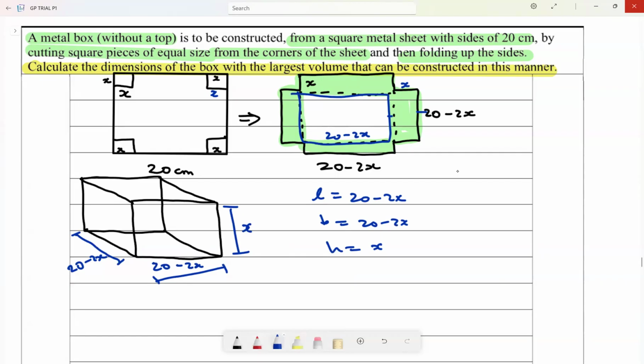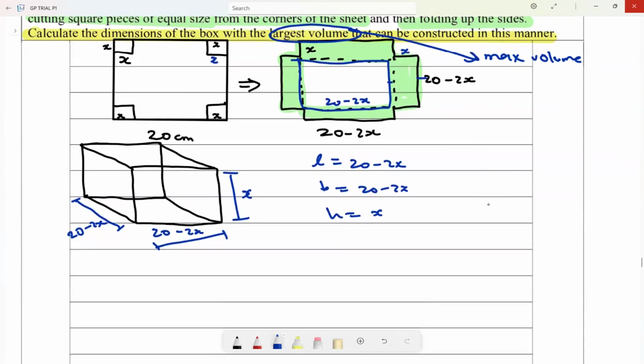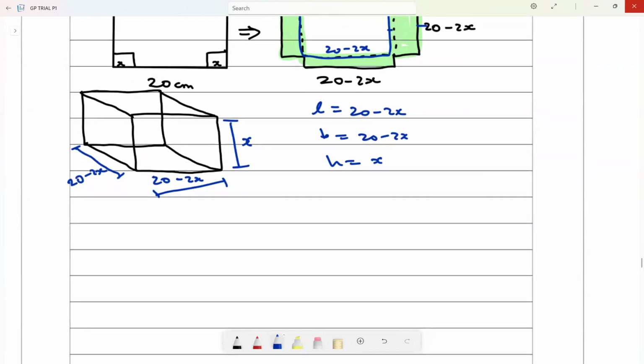Remember, the largest volume simply means that we have the maximum volume. How do we have a maximum volume? When we hear the word maximum or minimum in calculus, remember optimization is also calculus. It's just a continuation of it, again an application of calculus. So for the maximum or minimum, you need to think of the turning points. Now let's have a formula for volume first.